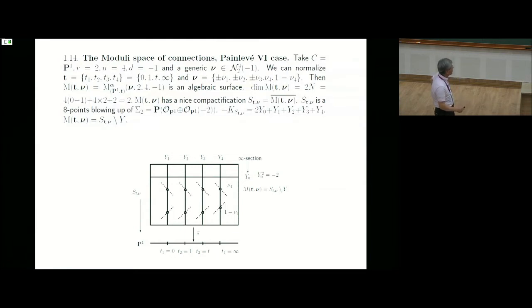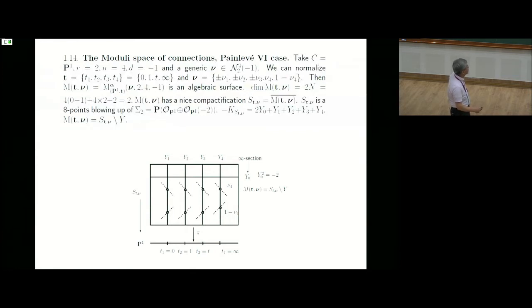So let's fix it like this. Essentially, we have ν1, ν2, ν3, ν4, four parameters here, because we fix the determinant bundle like this. Then our moduli spaces become algebraic surfaces, so the dimension can be calculated like this. This is 2. So this is an algebraic surface, and M_T^ν has a nice compactification, S_T^ν.